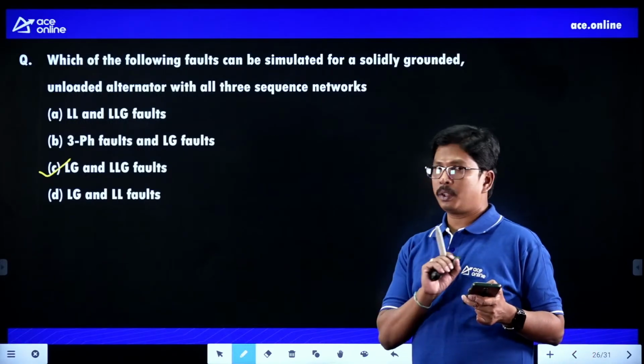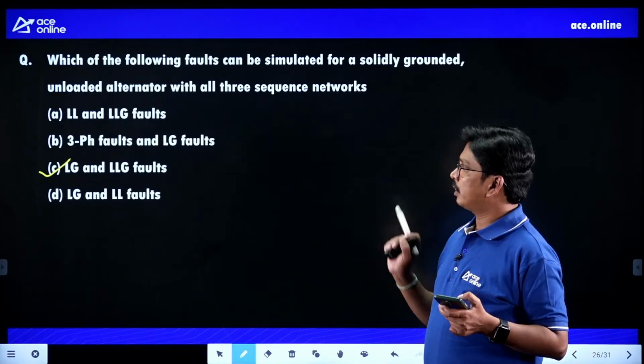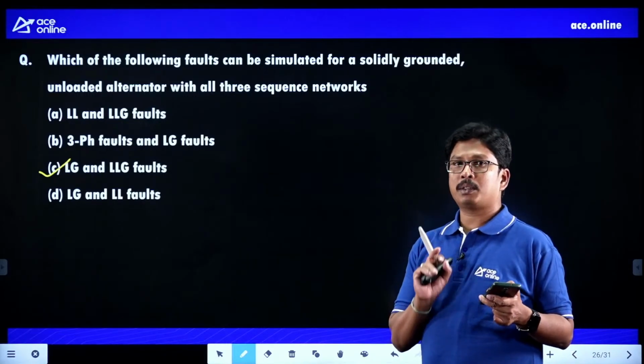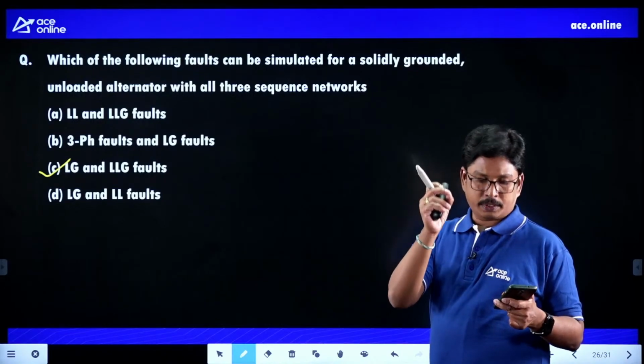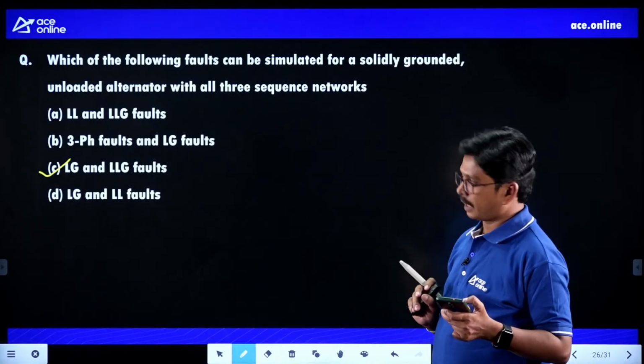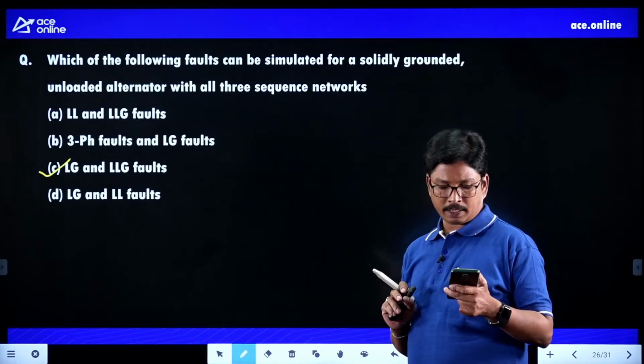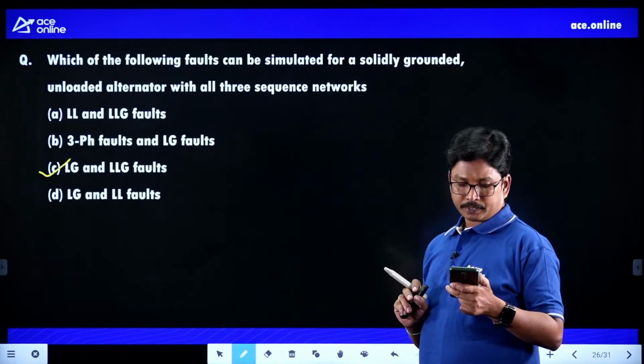For LL fault, zero sequence network is not required. For triple L fault, only the positive sequence network is required; zero sequence and negative sequence networks are not required. Very good, very good.